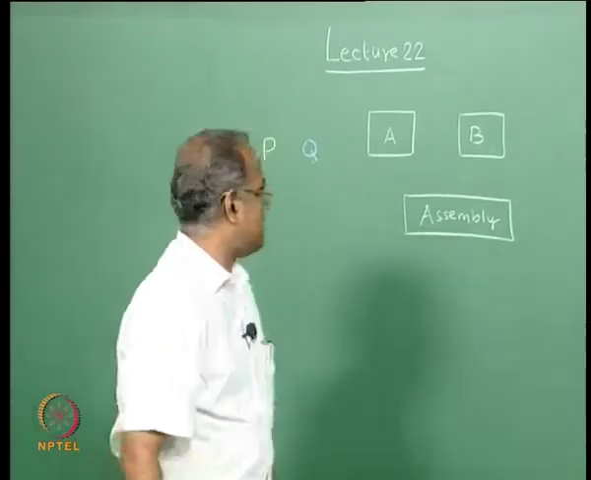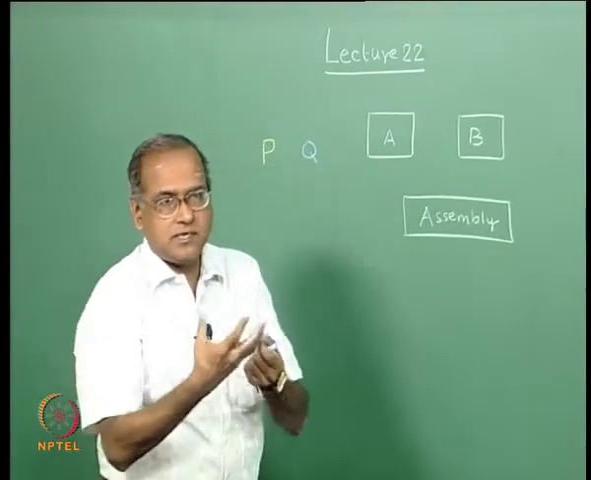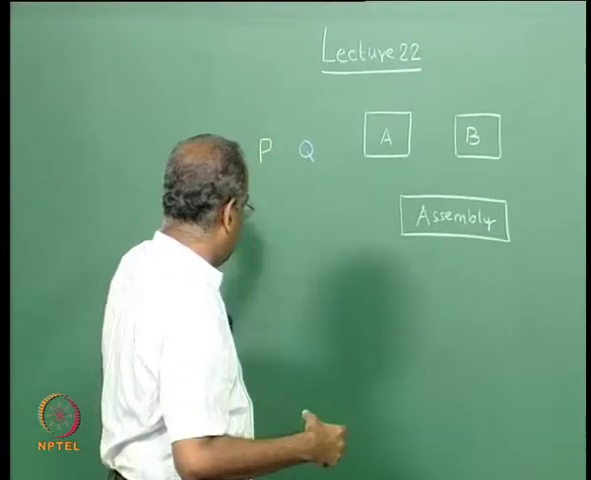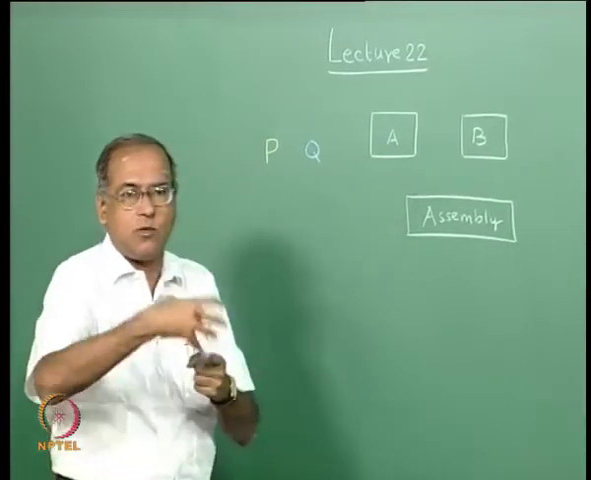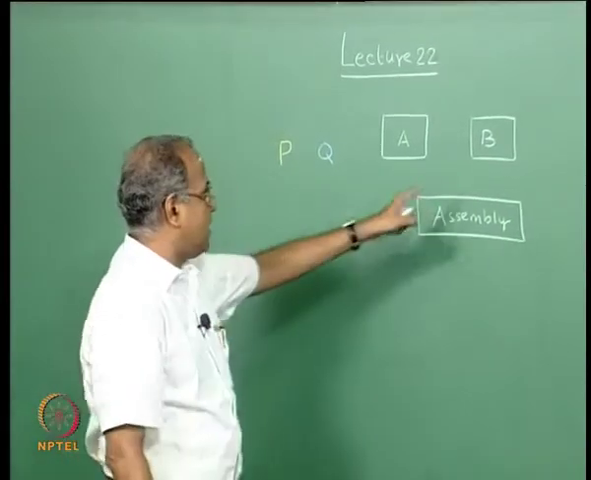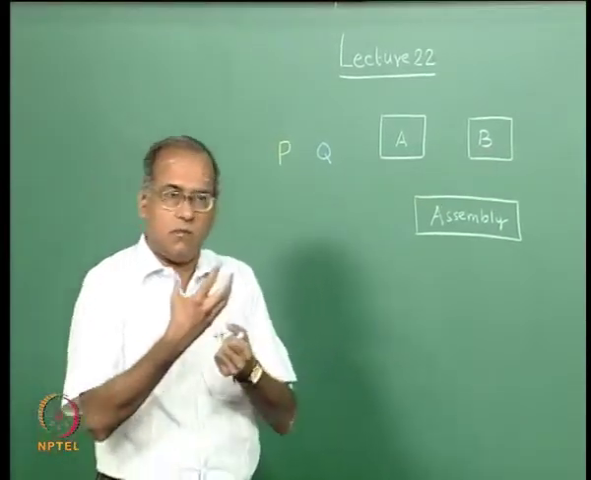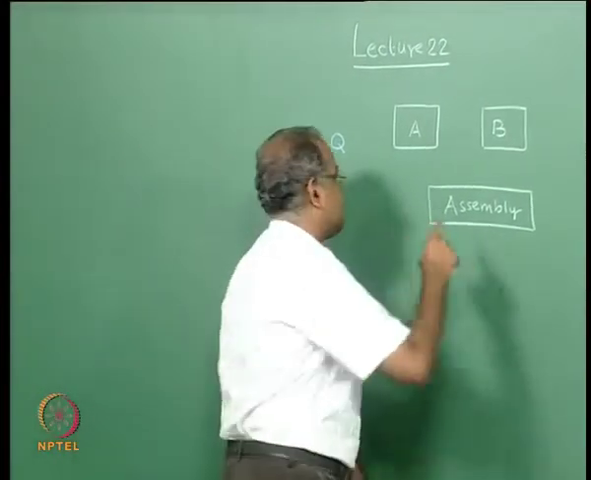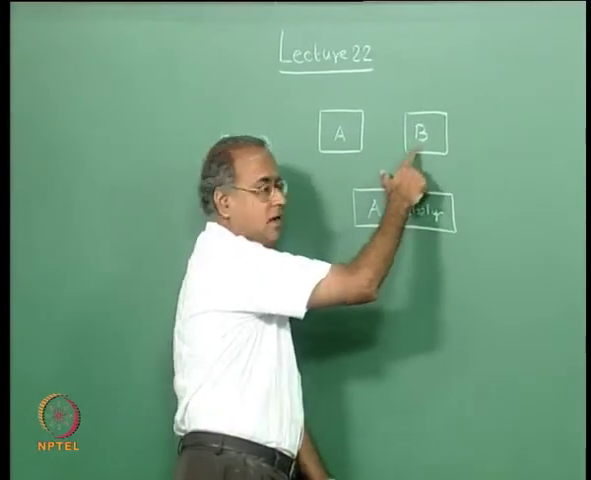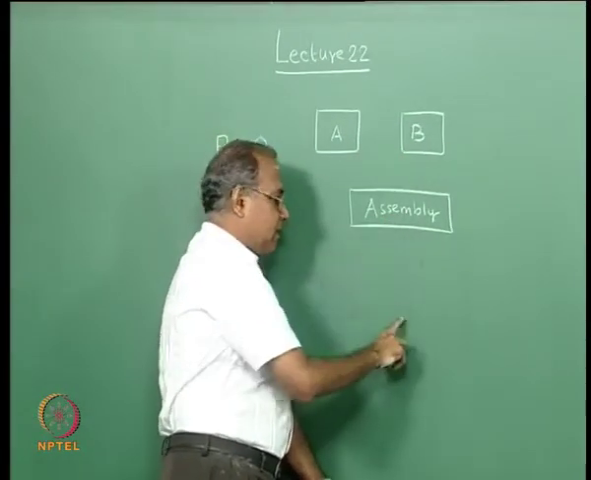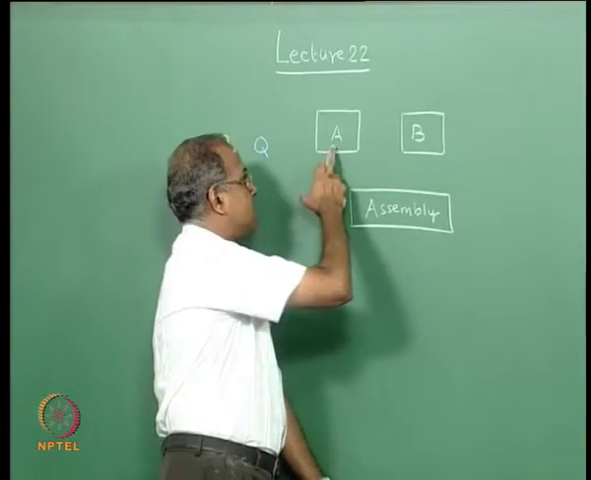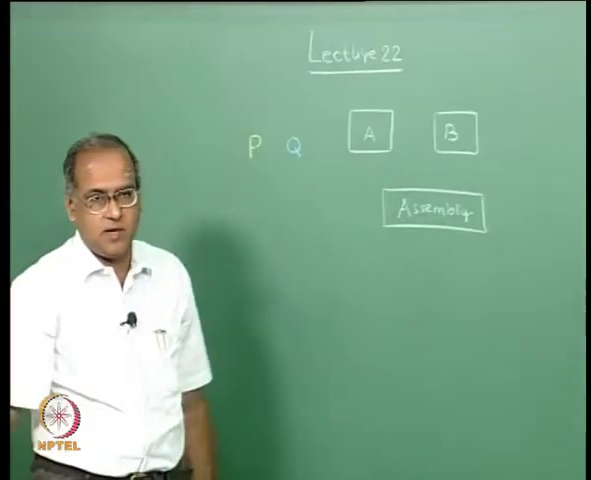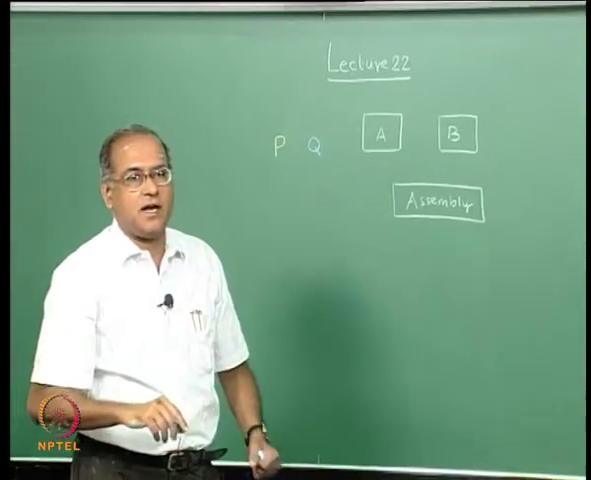Now, we will assume that the cell A makes one part or component for P, and it also makes another one for Q. Similarly, cell B would make one for P and then one for Q. So, we could say that this makes P1 and P2, both come here, and after the assembly P comes out. Similarly, this makes Q1 and Q2 which come to the assembly, and then Q comes out of the assembly. So, this is the problem setting that we have.